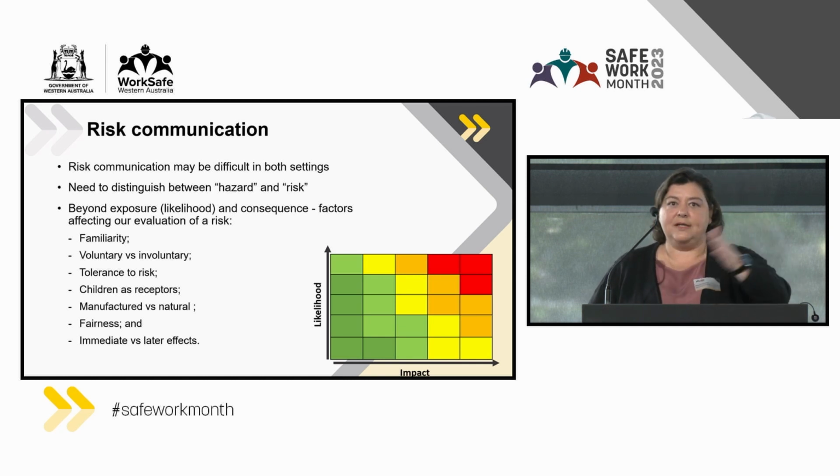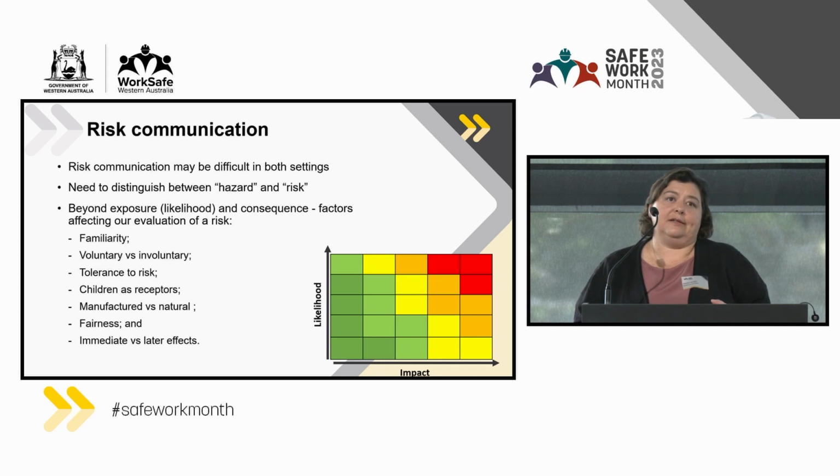We always talk about risk in terms of likelihood and impact, but really because we need to communicate about risks, we need to understand that other things affect our evaluation of the risk, and commonly these are, what is our familiarity with the hazard? Are we over familiar with it so we don't realise it's a danger? Like some people with asbestos, they're over familiar with it so they don't realise it's a danger. Then there are others that are very concerned about it. What's our tolerance to risk? Some people are more tolerant than others. If there are children as receptors, that usually gets us a bit excited. Is it manufactured versus natural? Natural products can be toxic and harmful too. Evaluation of the fairness of the exposure and whether or not effects are immediate.